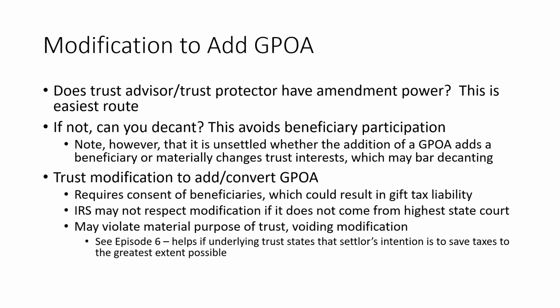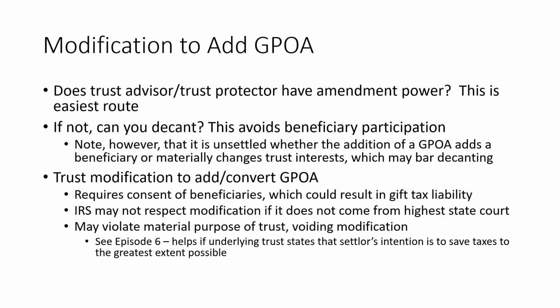So the easiest way to do that would be in a situation where maybe you have a trust advisor or a trust protector who's expressly been given an amendment power under the trust. That can be carried out in a way that creates a general power of appointment or maybe converts one from a limited to a general power. But if you don't have such a role or language in your trust, the next best option is maybe that you could decant. The trustee would have to guide that process, and the good news with that is that it avoids beneficiary participation fully, which is an issue as we're going to see in the next point.